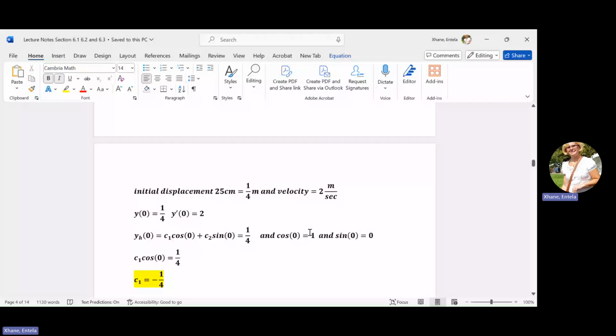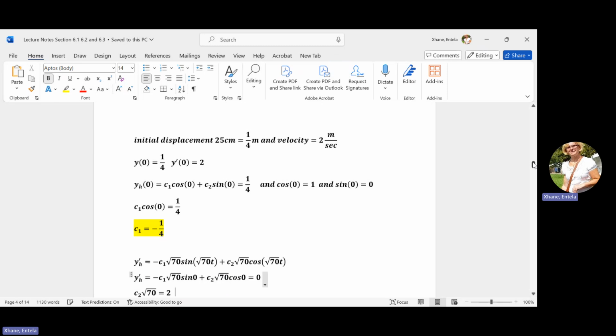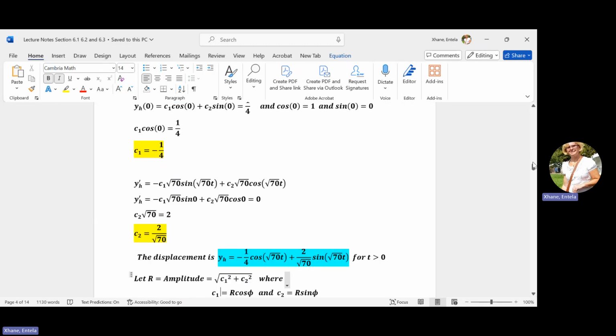There you go. Because this is below equilibrium, that's why you see the minus in front of it. So there's nothing wrong with the minus sign. And now we differentiate the equation of the displacement. Sine, if it is differentiated, generates a negative sign. And then, of course, the square root of 70, because you don't have t alone, you have square root of 70t. So using the chain rule, you have to differentiate square root of 70t.